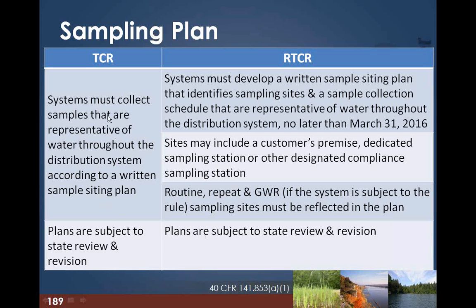So in this particular slide, the sampling plan, some things have changed in terms of all the sampling sites having to be noted as part of the sampling plan. In addition, if a surface water system is subject to the groundwater rule requirements because it has a groundwater source that is not part of the treatment as required under subpart H, the groundwater rule sampling locations must also be included in the sample siting plan. As with the TCR, the plans are subject to the state review and revision. So all of these plans and all of the changes are subject to the state review and revision. The new and updated plans must be completed no later than March 31st, 2016, and the public water systems can use an existing TCR sample siting plan if it meets the requirements of the RTCR.